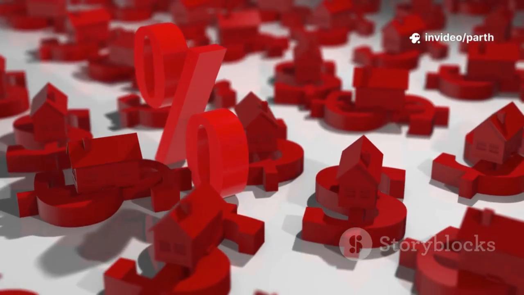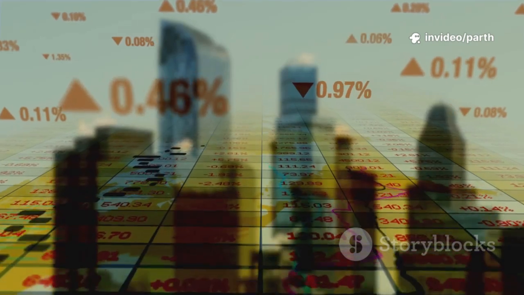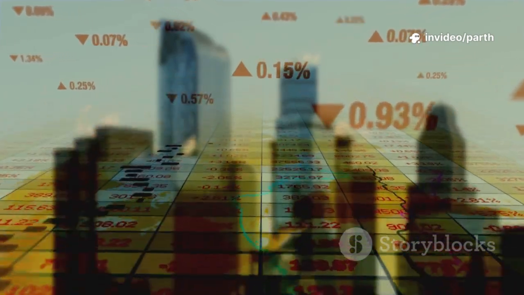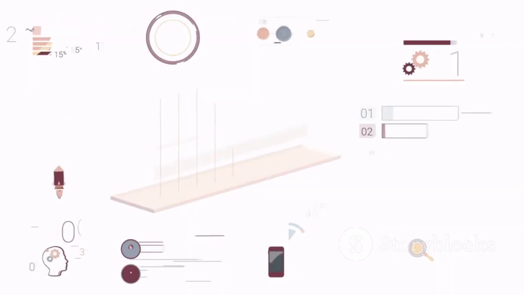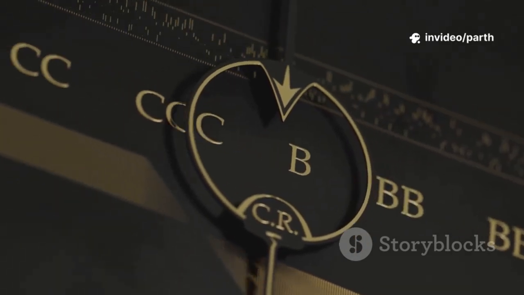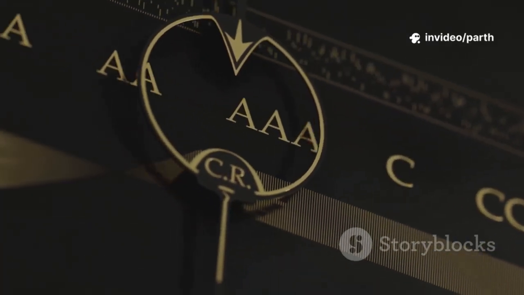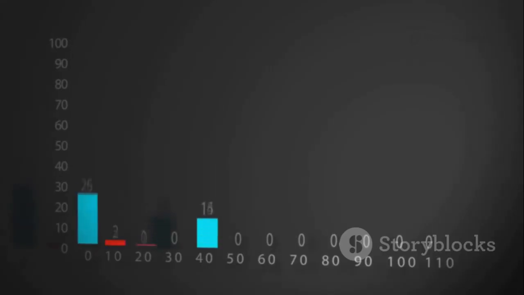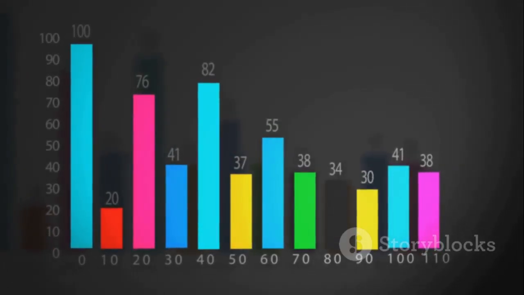The second pillar is solvency ratios, which examine a company's long-term financial stability and its capacity to meet long-term debt obligations. These ratios are of particular interest to long-term creditors and investors concerned with financial risk. A key solvency metric is the debt-to-equity ratio, total debt divided by shareholders' equity. This ratio indicates the proportion of financing that comes from debt versus equity.